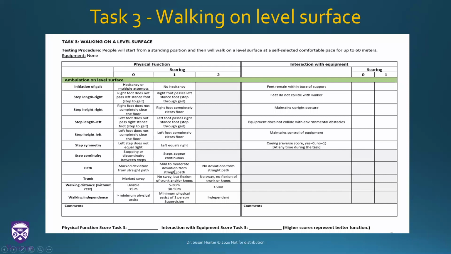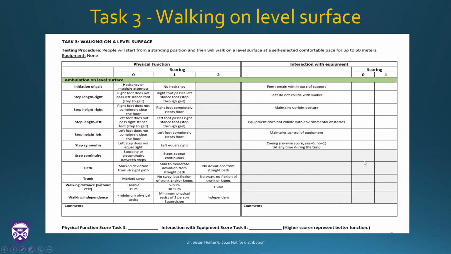Path, because we're doing this 6 meter walk distance, we're actually looking at how well does the person control deviations in their path. Do they need to have corrections from us as we're with them, or do they themselves just have a meandering pathway? So if there are no deviations and they form this nice straight pathway, they get full marks. If there's mild deviations, it's part marks. And if there's marked deviations, then they get 0. So the person's having a hard time actually executing the task.